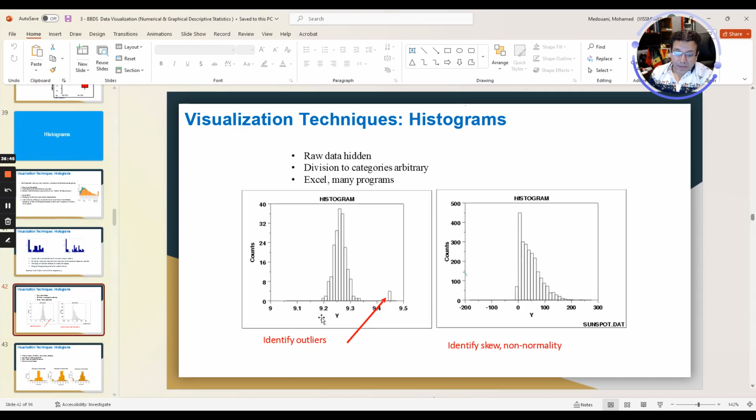For example, you see this is with histograms. We were able to identify one element that lives too far from the majority, and also with histogram we understand that the data is not normally distributed. It's skewed to the right or skewed to the left.